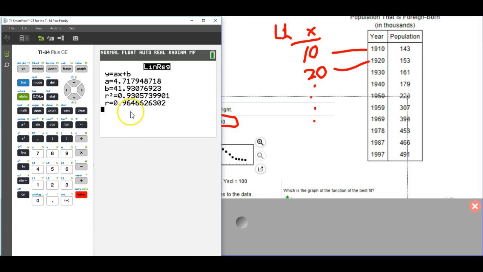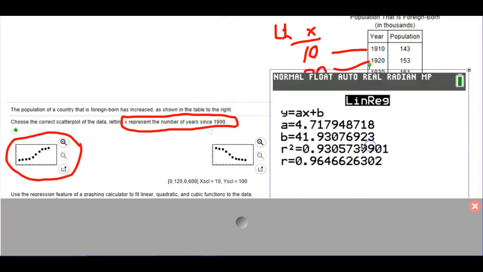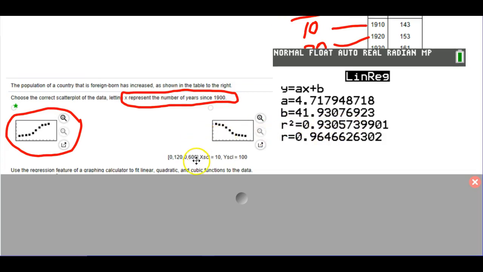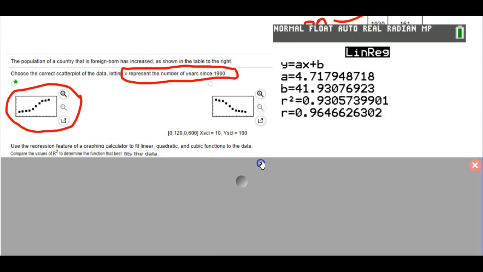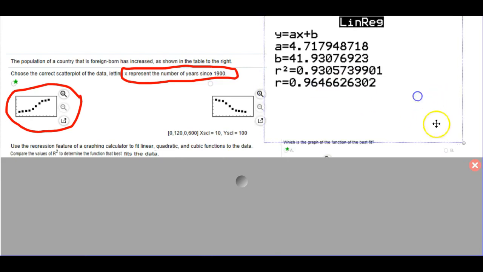Okay, now you would be writing this down on your paper. I'm going to just slide it over here for me to look back at in just a minute. You would be right now just jotting down what your R squared was to about 4 places so that we can compare it in just a minute. That's what the next line under that said. Compare the values of R squared to determine the function that best fits. Okay, so here's this first one.